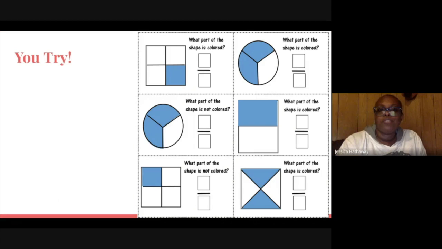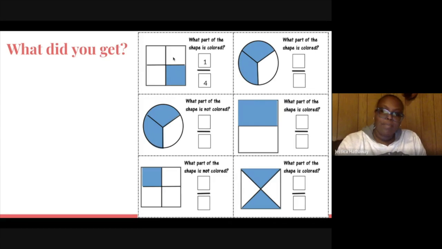Example time. Look at each of these shapes and you can see that each one is colored. I want you to pause and give yourself a chance to see if you can solve. Then we're going to go through each one. Let's look at the first one. What part of the shape is colored? So I want you to keep in mind what the question is asking you. It says colored. So there's only one square colored, correct? Right? So let's see how many squares we have in total. 1, 2, 3, 4. So that means we have 1 out of 4 colored, so 1/4.